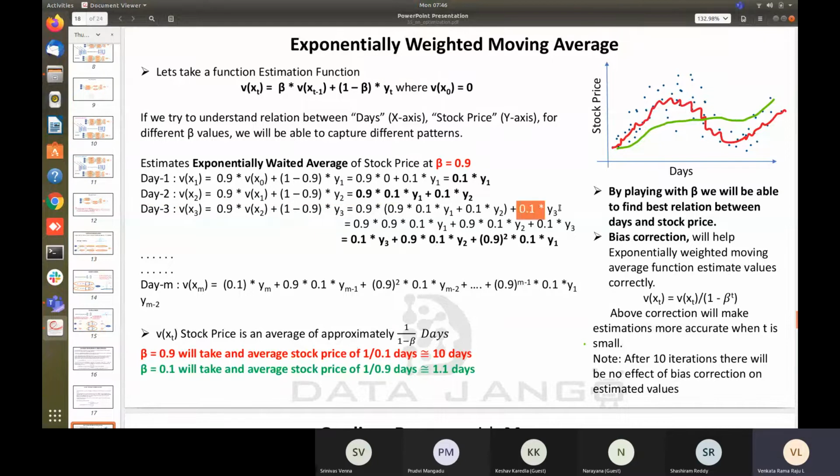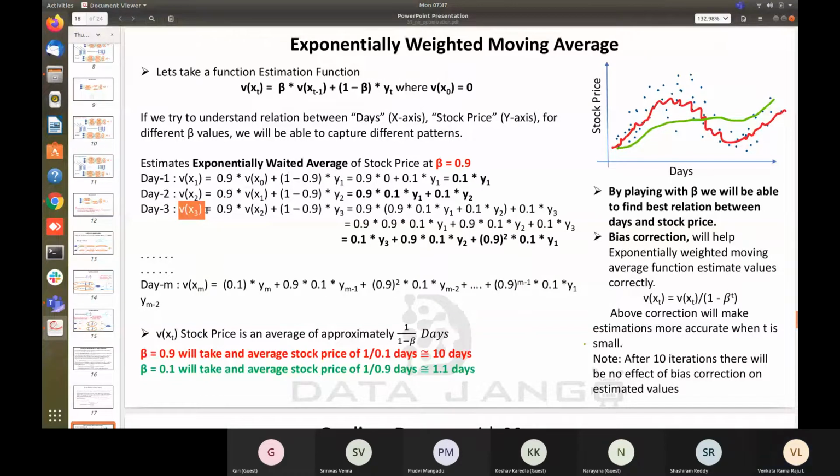And then 0.1, 10% of today's price I'm taking, but to calculate the rest of the value I'm using the previous prices. See this: 10% of today, 9% of yesterday, 0.8% of y1. And if you calculate like that, maybe at one point in time, maybe at the 10th, you will get a formula that will actually be equal to yt. V of xt is going to be equal to yt after the 10th iteration or so.